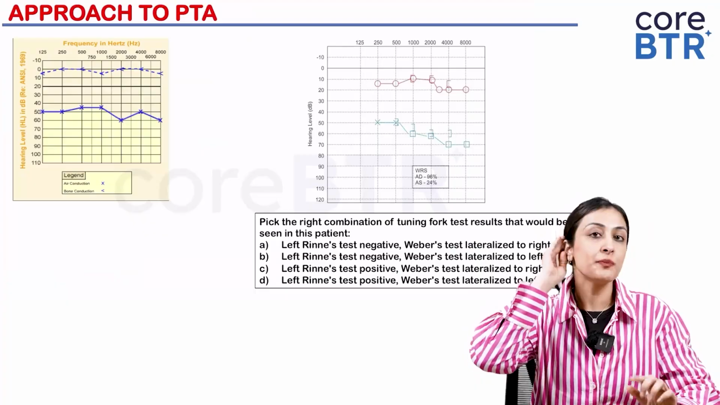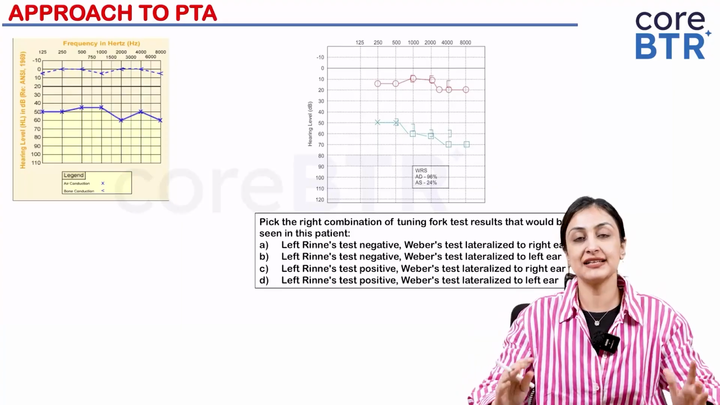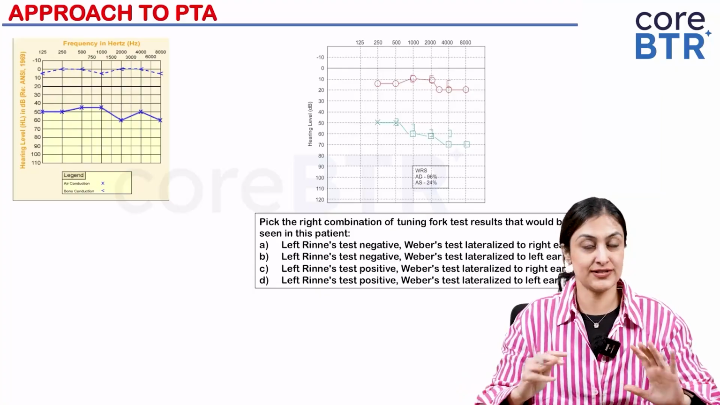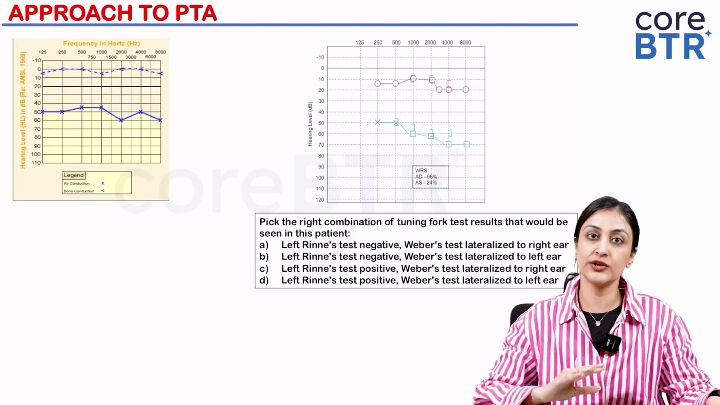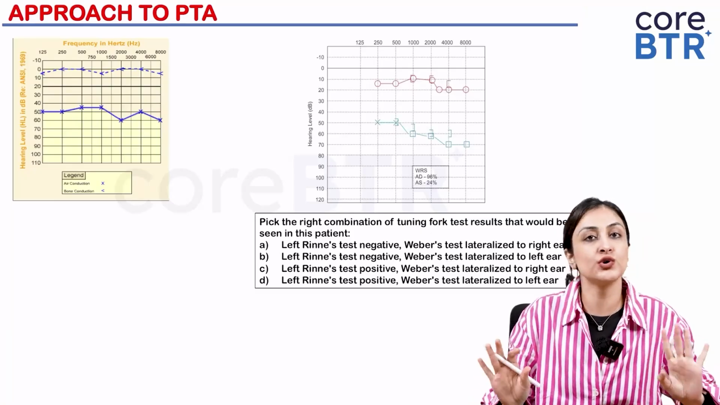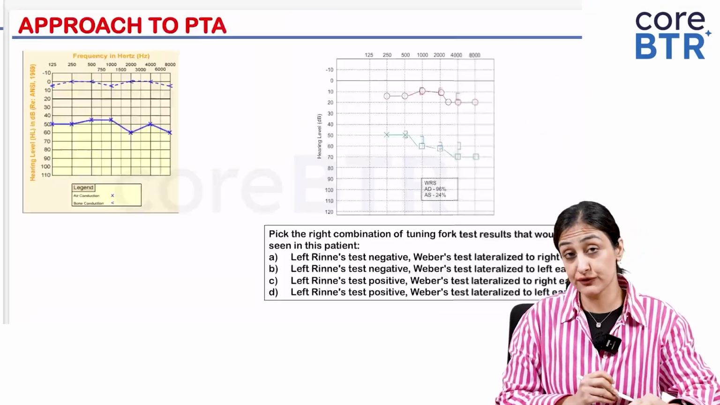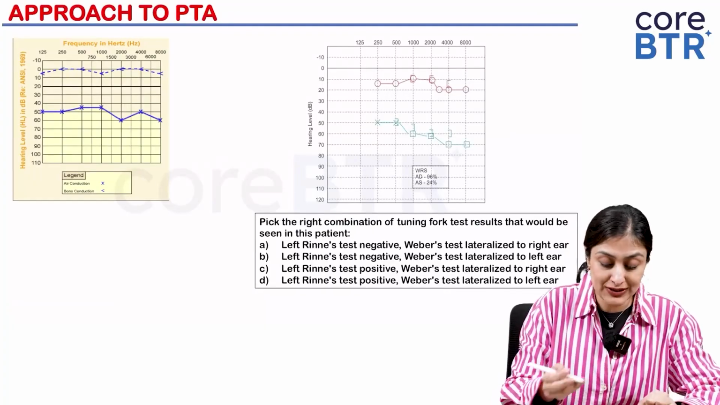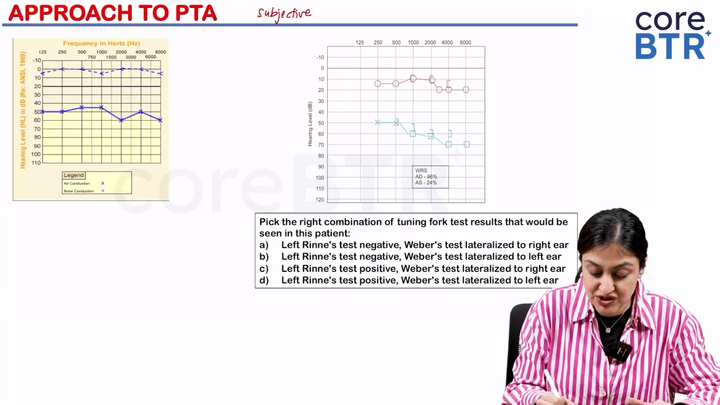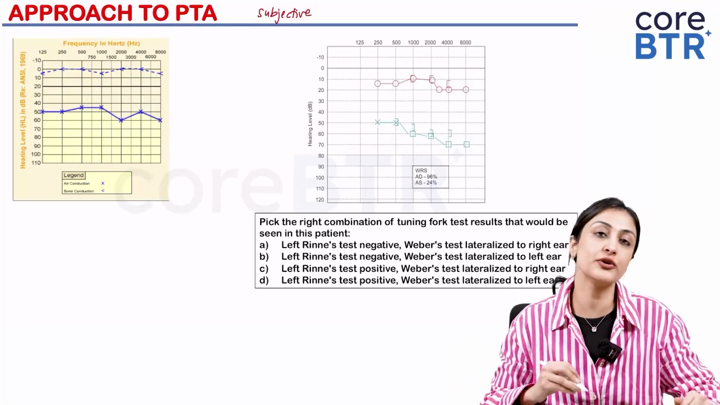So now we talk about pure tone audiometry, right? The moment you've done your tuning fork test, the next step is to figure out whether it's a conductive hearing loss or SNHL. We've already done that with the tuning fork, but just to confirm, we'll do something called pure tone audiometry, where we document the decibel level at different frequencies. Now this also, like tuning fork, is a subjective test. That is important because this is where the patient will tell how much they are able to hear. So it's subjective, it's not an objective test.